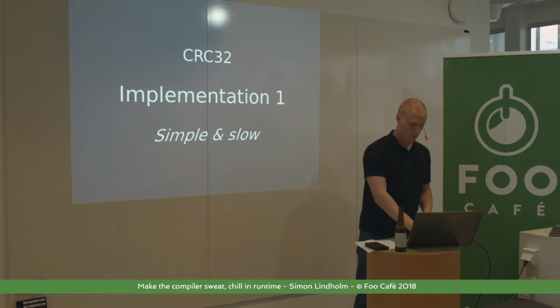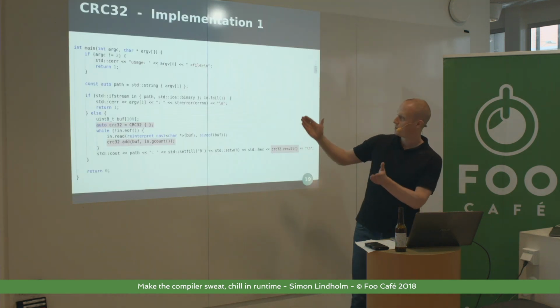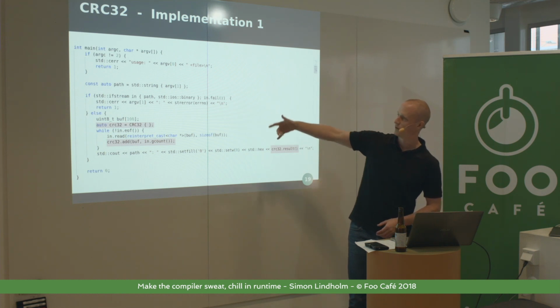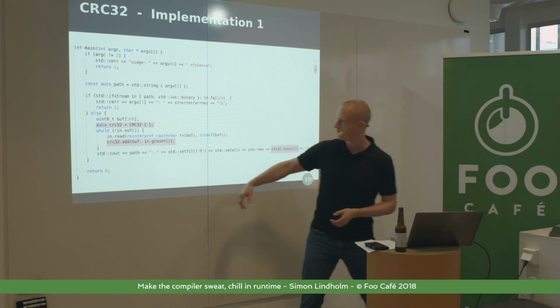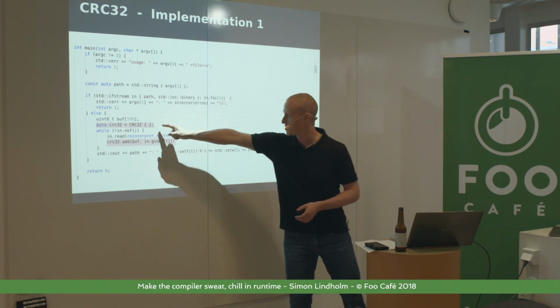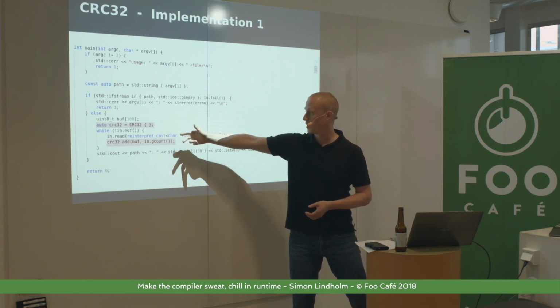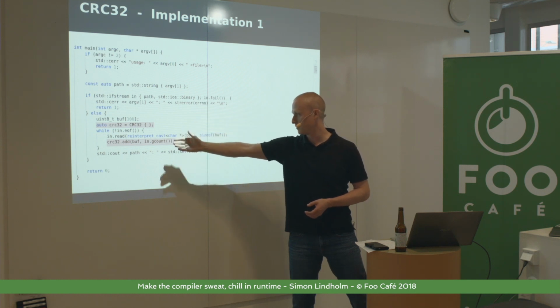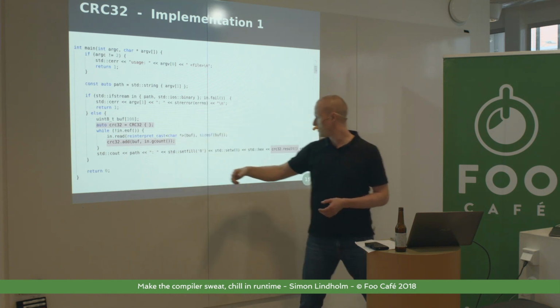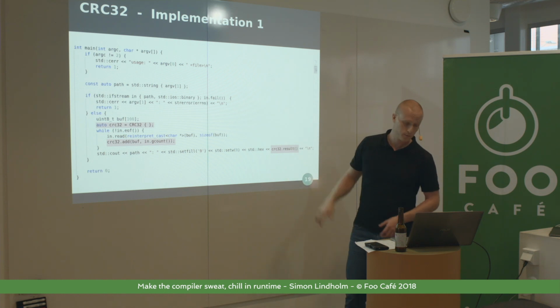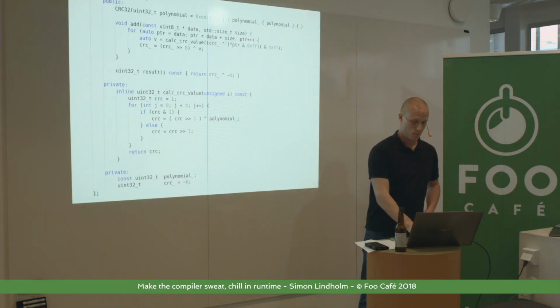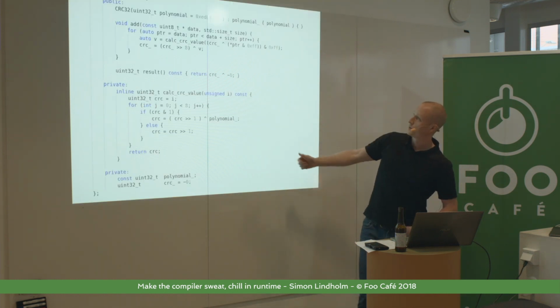Okay, this is just a sort of main function, to show how you use it. You instantiate it, you loop through the data in a file, add it to the calculator, and then in the end you just print out the result, basically. And here's the first version.